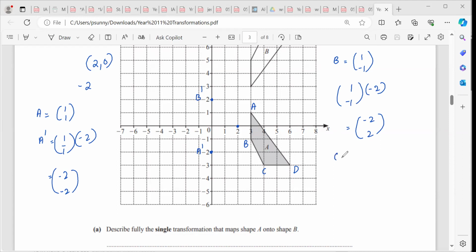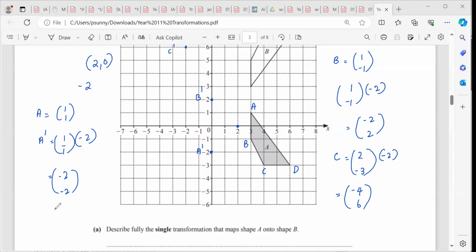Now to get C dash, from C I need to move 2 towards right and 3 down. To get C dash, multiply with the scale factor. 2 into minus 2 is minus 4. Minus 3 into minus 2 is 6. So from the center of enlargement, I need to move 4 towards left, 1, 2, 3, 4, and 6 up, 1, 2, 3, 4, 5, 6. So this will be my C dash.